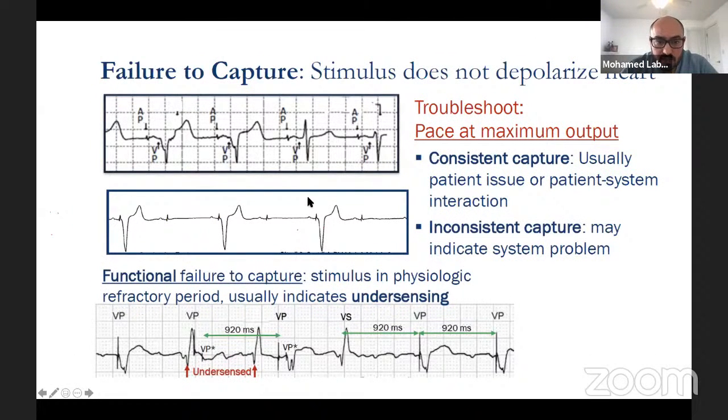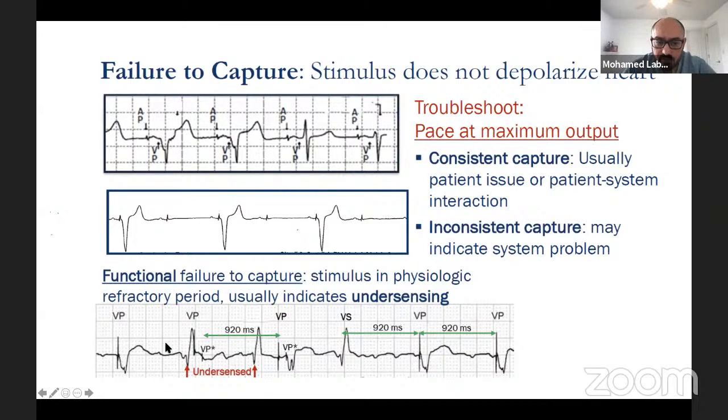Again, another example of non-capture. You can see a spike, non-capturing, another spike that's capturing. So it's inconsistent capture, and I'm not going to repeat how you troubleshoot that, how you switch to asynchronous. If that solves the problem, it's a sensing issue. If it doesn't solve it, switch to unipolar pacing and so forth, okay? But sometimes there's functional failure to capture. This is an example of it.